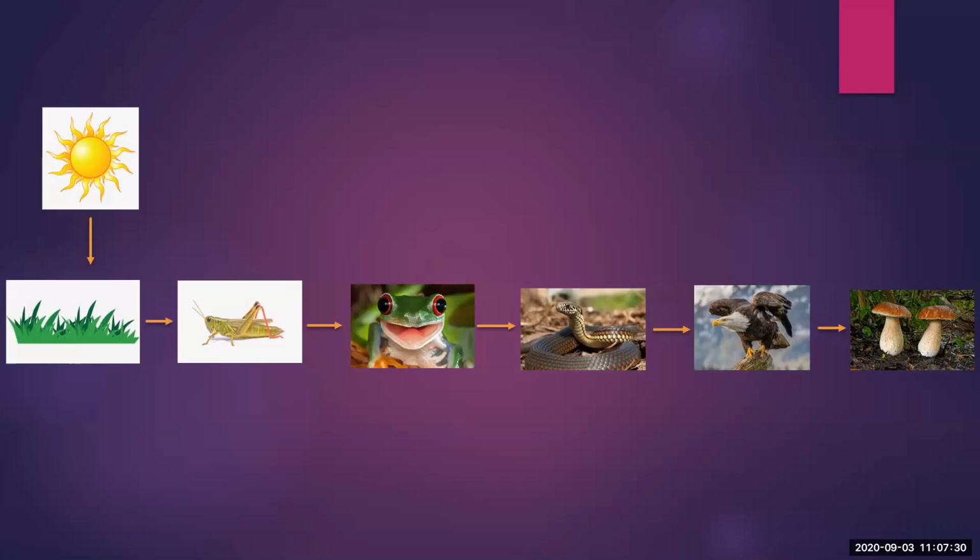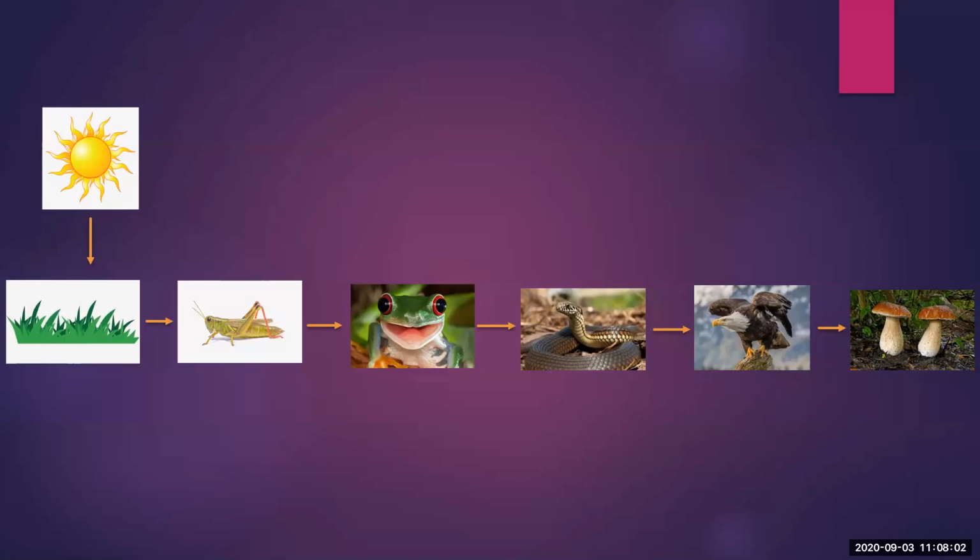So in this chain, you can see there is an interconnection between them. If there is no sun, how can plants produce the food? If anyone is absent in this chain, the chain will remain incomplete. If there is no grasshopper, then the frog will not have anything to eat. So if any one of the organisms is absent, the food chain will not form. They are interlinked with each other. They are interdependent on each other.